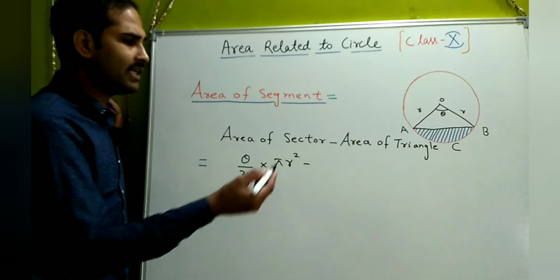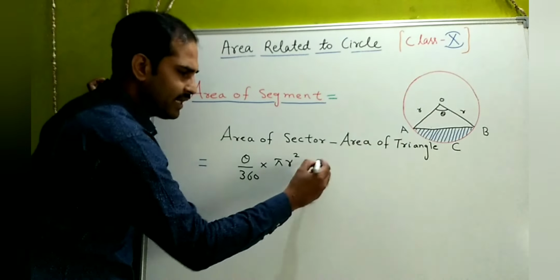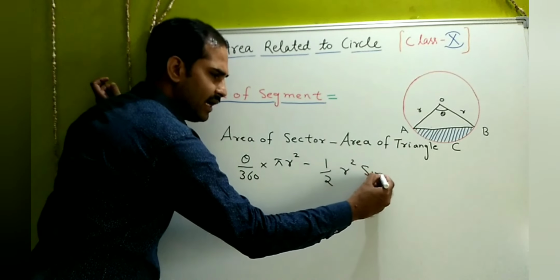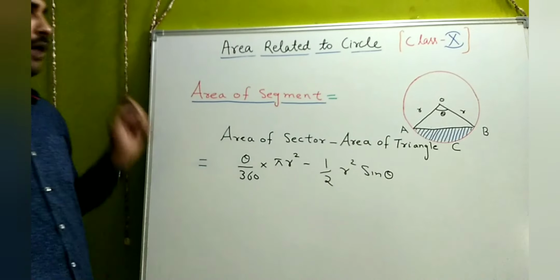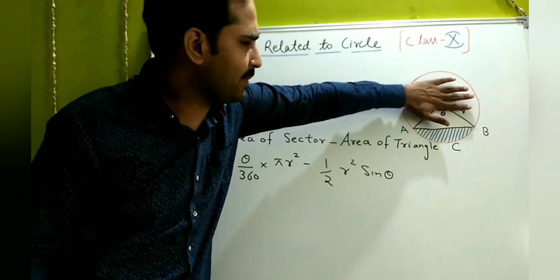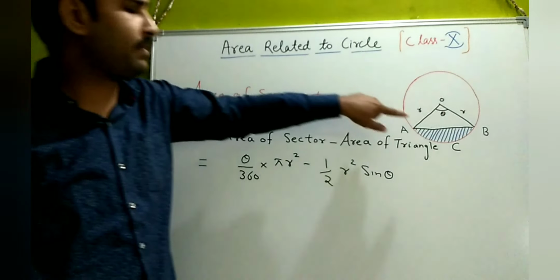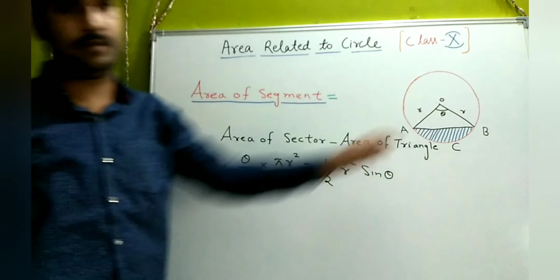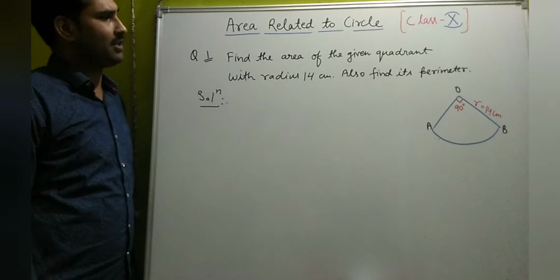But using trigonometric ratios you can also find the area of the triangle by the formula 1 by 2 r square sin theta. In case you have to find the area of the major segment, you can find this by subtracting the area of the minor segment from the area of the whole circle. Now let us discuss some questions.